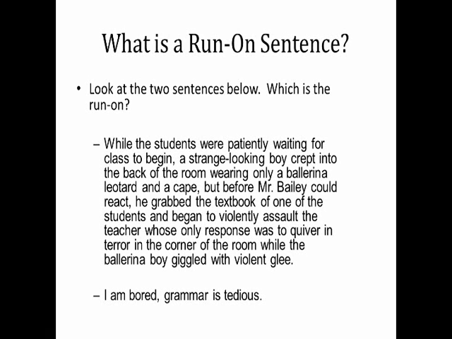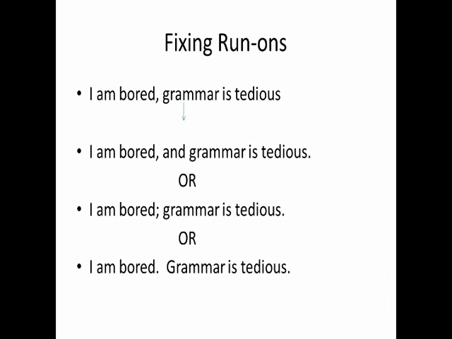I am bored, comma, grammar is tedious. Let us know why it is a run-on. You have two independent clauses here. There are two main clauses, which have their own sense or meaning. Now you are joining them incorrectly by the use of a comma. So how do you correct this one? You will use a coordinating conjunction. Again, you have the FANBOYS: for, and, nor, but, or, yet, and so.